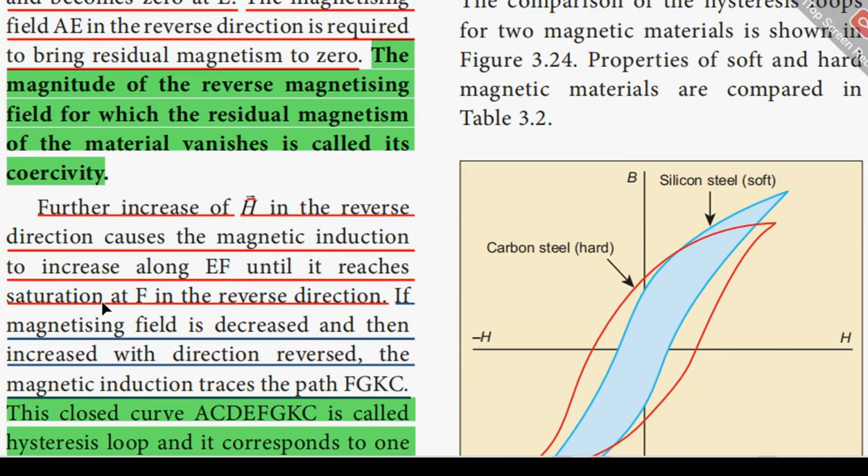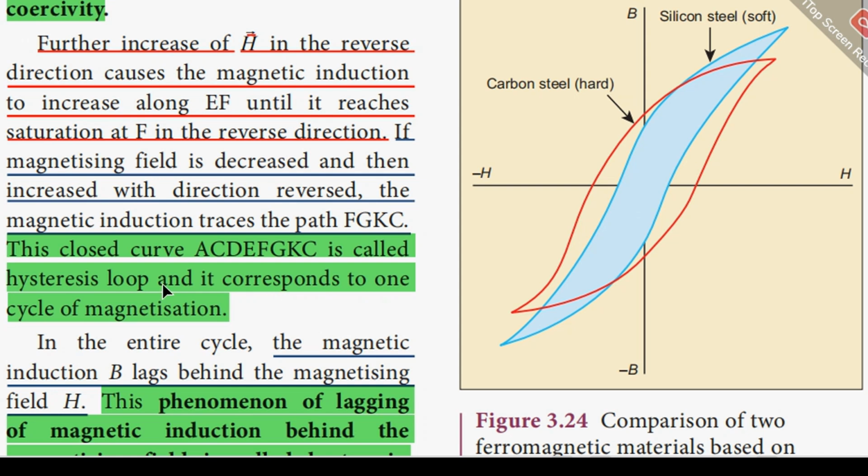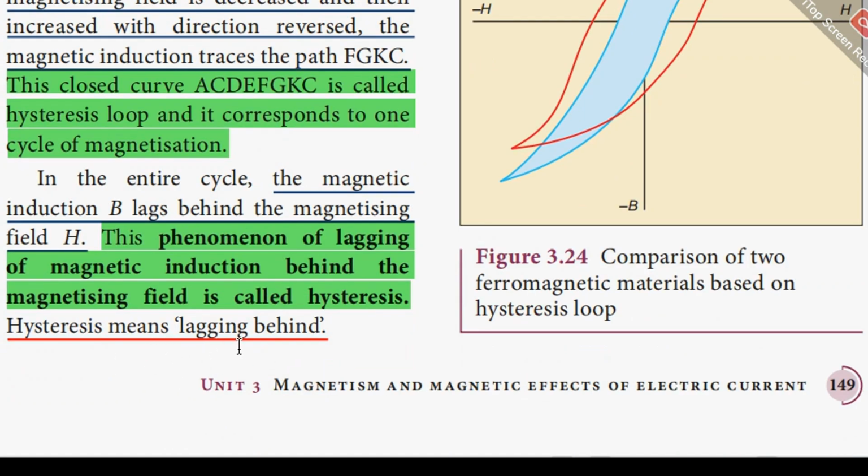Further increase in H in the reverse direction causes the magnetic induction to increase along EF until it reaches saturation at F in the reverse direction. If the magnetizing field is decreased and then increased with the direction reversed, the magnetic induction traces the path FGKC. This closed curve ACDEFGKC is called the hysteresis loop and it corresponds to one cycle of magnetization. So in the entire cycle, the magnetic induction B lags behind the magnetizing field H. This phenomenon of lagging of magnetic induction behind the magnetizing field is called hysteresis, and hysteresis means lagging behind.